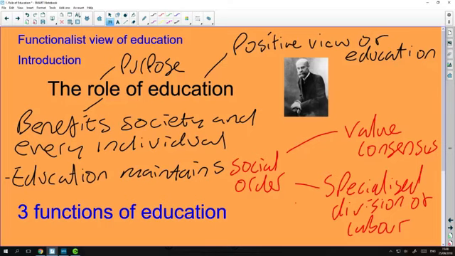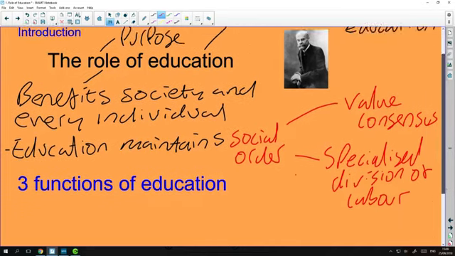So, to put in the terms that we already know, the point of education is it keeps society working, social order. It does that by making sure that we all agree on the same values, a value consensus, but it also filters people into future jobs that suit their abilities. And that's what education does, just like every other institution. Now, it does that through three things, and that's what we need to talk about now.